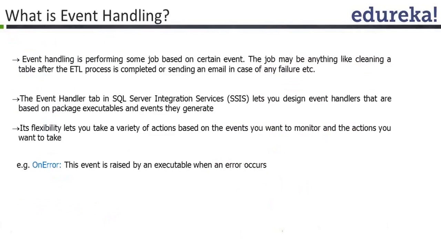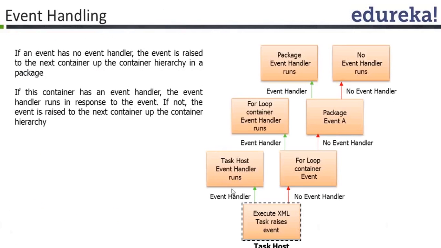So if you read some of the points, event handling is performing some job based on a certain event. The job may be anything, like cleaning a table after a retail process, something, right? But we will see how this actually relates to the real time. Example, I have a figure here. What it is saying is, I have an execute SQL task. Suppose I have an event handler for this.